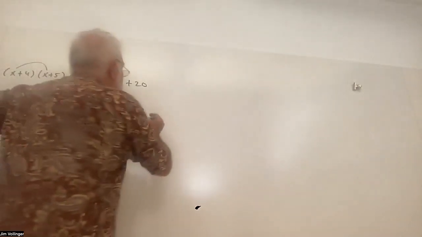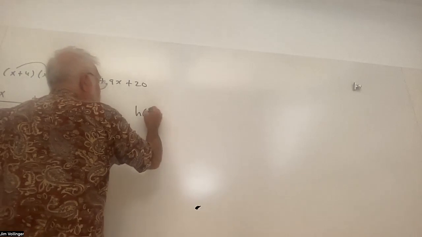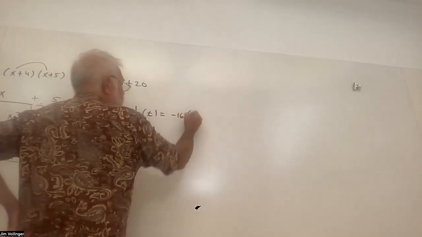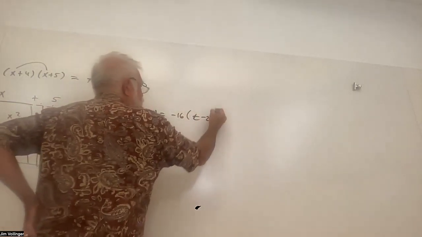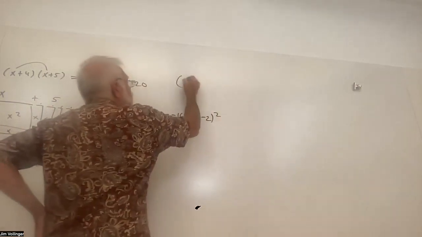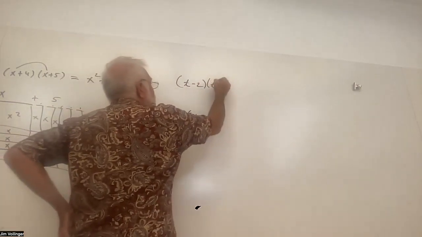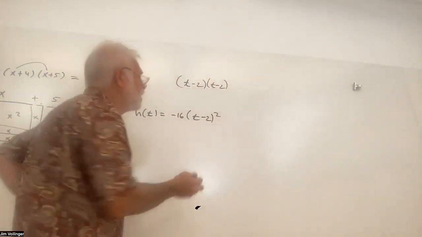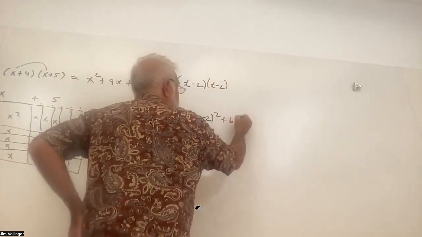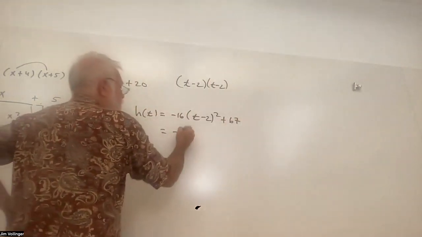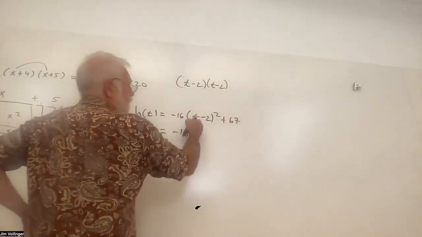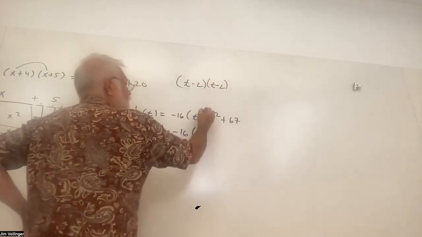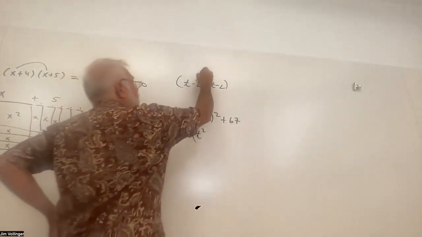Okay, so we're looking at h of t equals minus 16 times t minus 2 squared plus 67. And you go ahead and do t minus 2 times t minus 2. You can do that out sometime on your own; you'll be doing it every day anyway. I'm just going to take the shortcut. I know I'm squaring that. I know I'm going to get double that product. Well, I might as well show it.